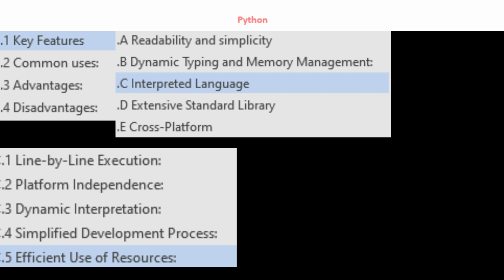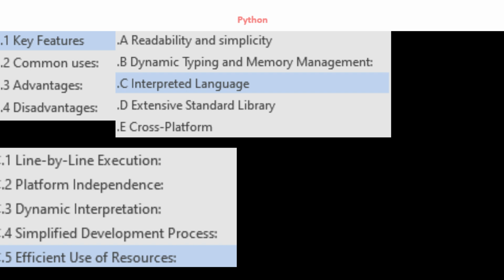Efficient use of resources. Lower overhead. Interpreted languages generally have lower overhead in terms of setup and configuration, enabling quicker startup times. Example: setting up a Python development environment typically requires minimal configuration, allowing developers to focus on coding rather than environment setup.